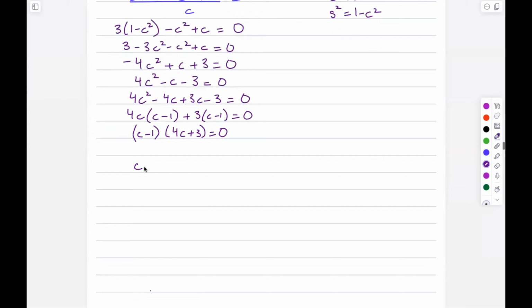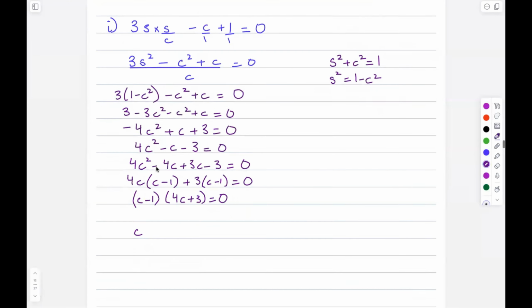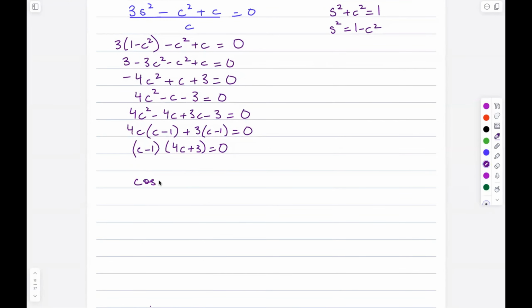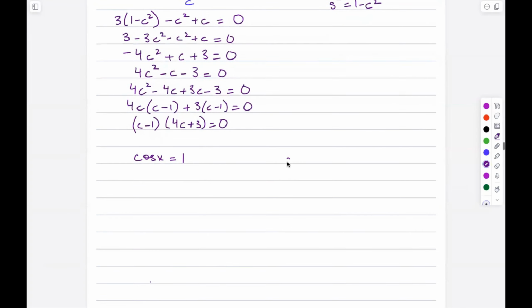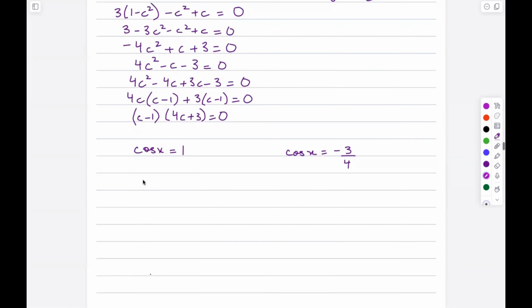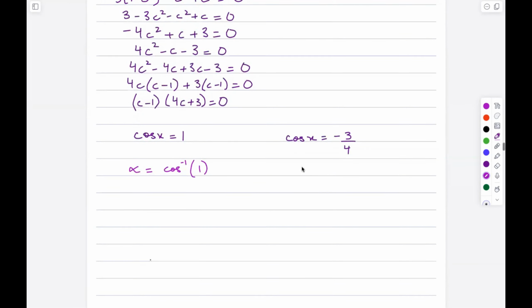So one of the values of cos, where the variable is x, so this will be cos x equals 1 and cos x equals minus 3 upon 4. Now in the first step, we find the basic angle. So in this case, this will be cos inverse of 1, and over here, the basic angle will be cos inverse of 3 upon 4. When finding the basic angle, we do not use the negative sign.